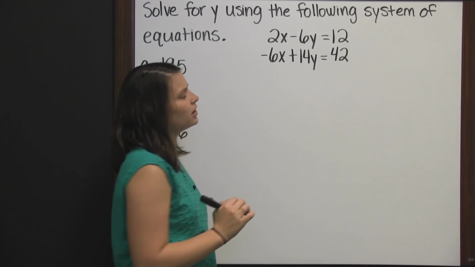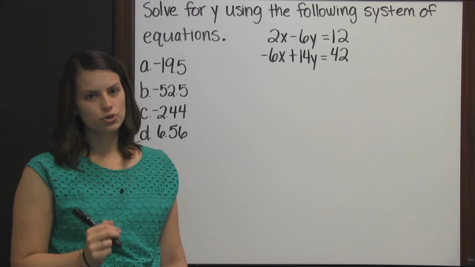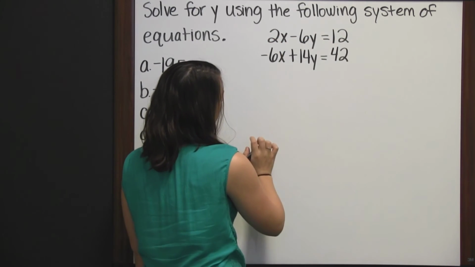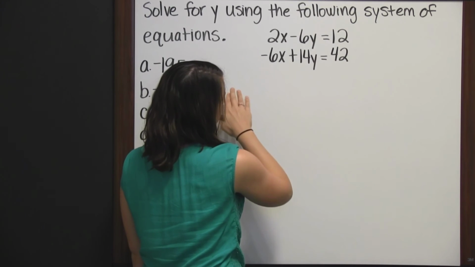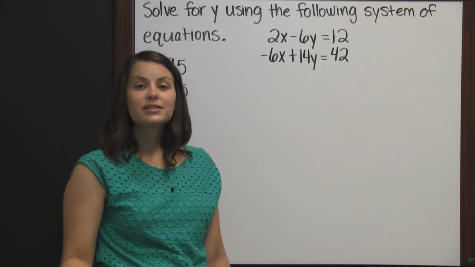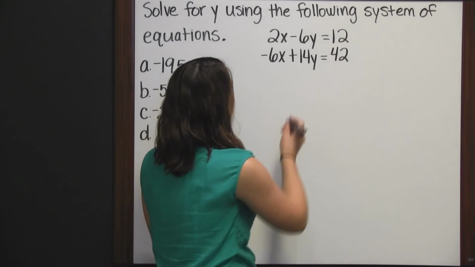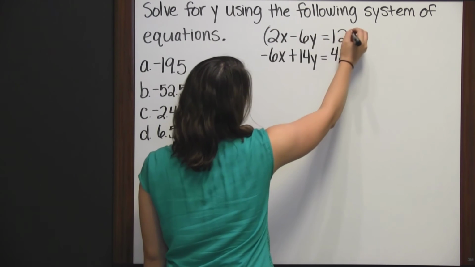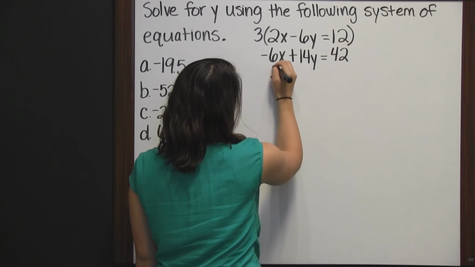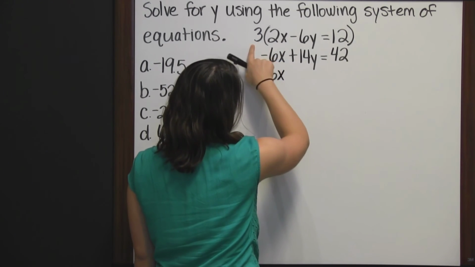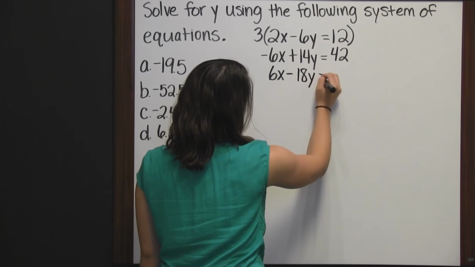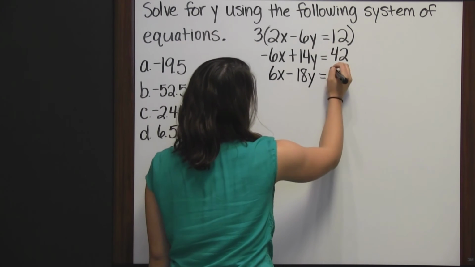In this situation, elimination seems to be the easiest choice. Because if I multiply this top equation by 3, I'll have a positive 6x term and a negative 6x term that will eliminate, thus allowing me to solve for y. So I'm going to multiply this entire top equation by 3. 3 times 2x is 6x. 3 times negative 6y is negative 18y. And 3 times 12 is 36.